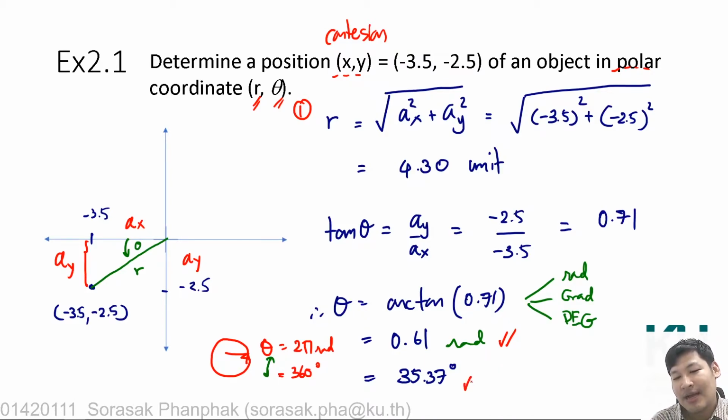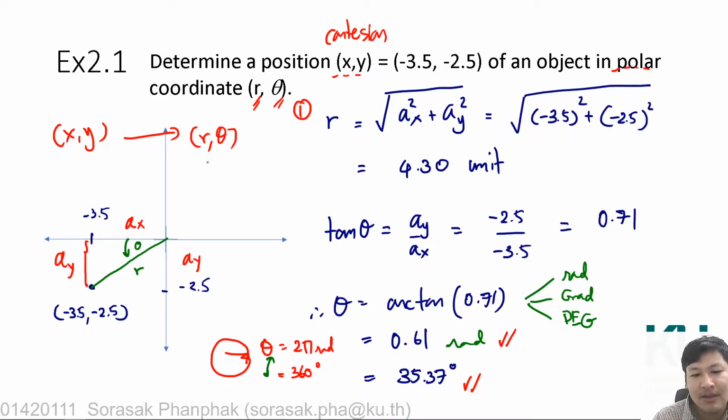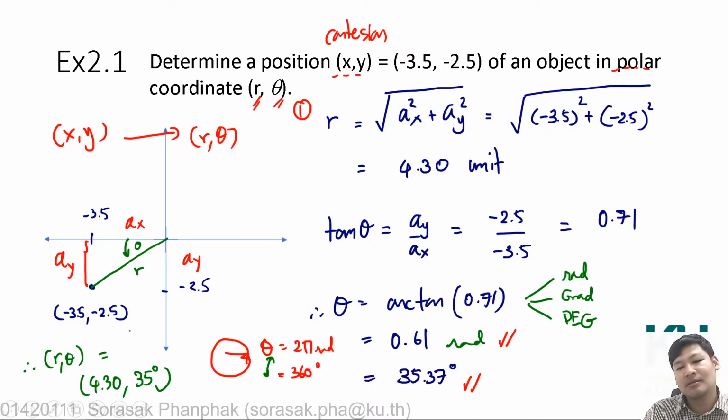So this is how you get r and theta. Finally, you convert from x, y to r, theta. So you can write down finally that r, theta is equal to 4.30 and maybe 35 degrees. You can write it this way.